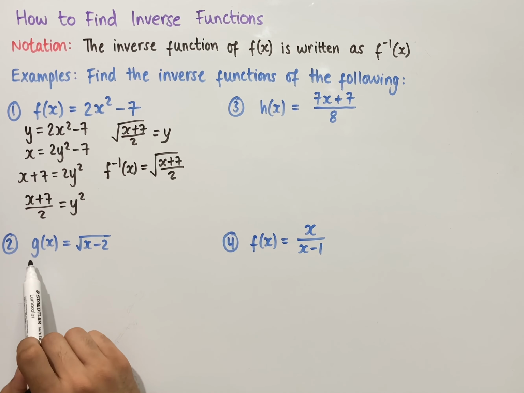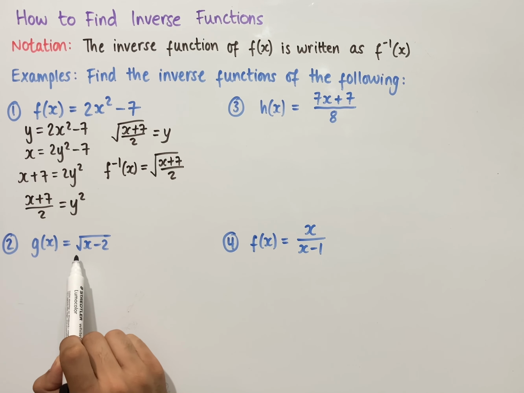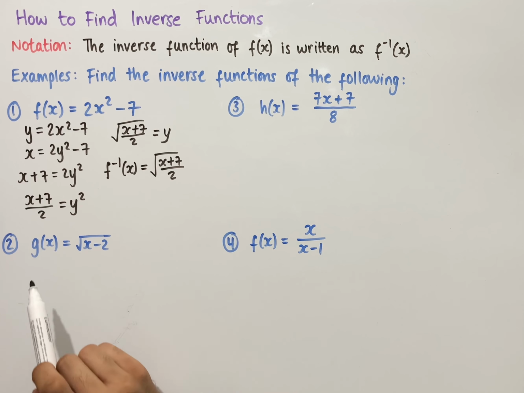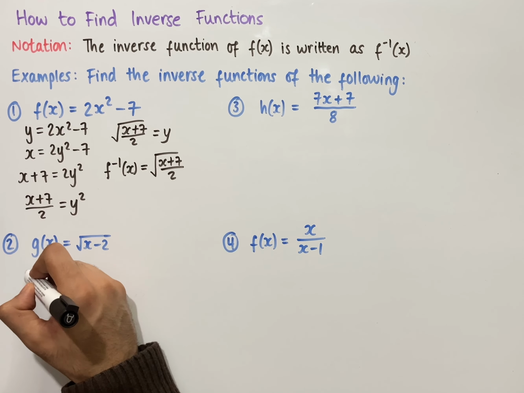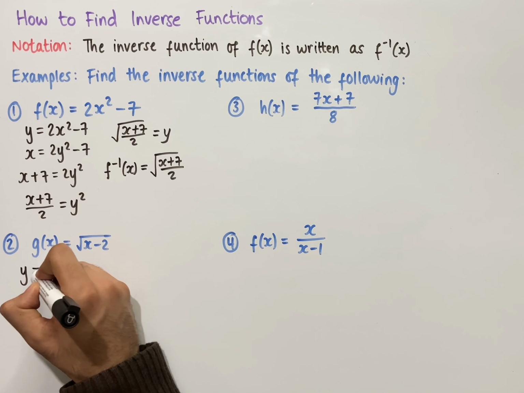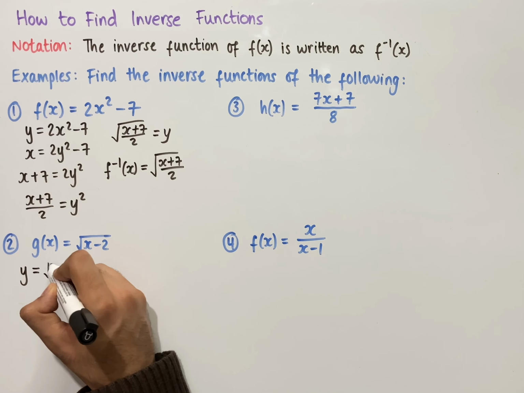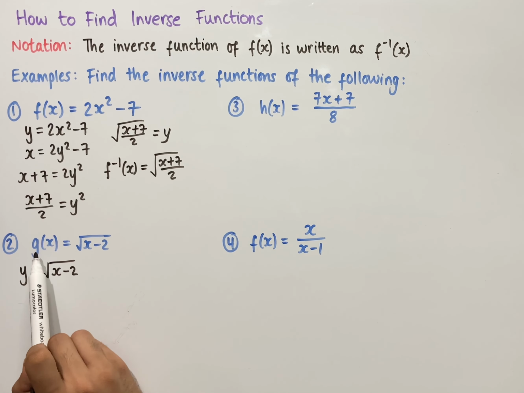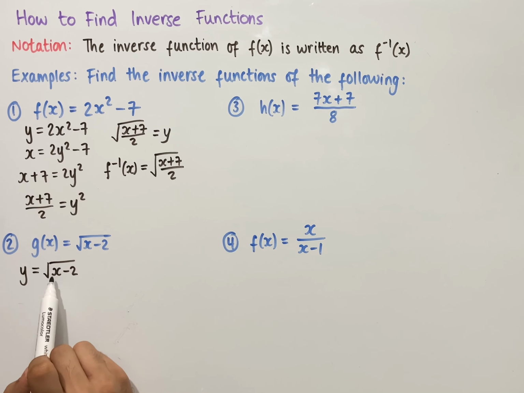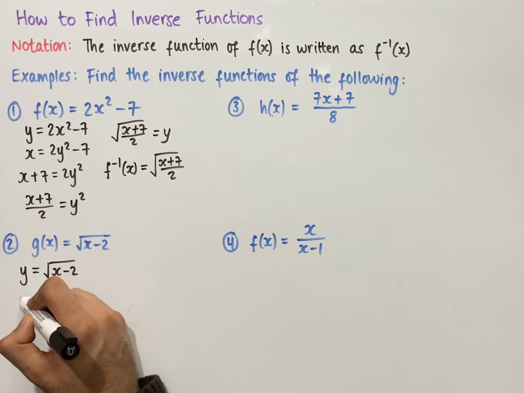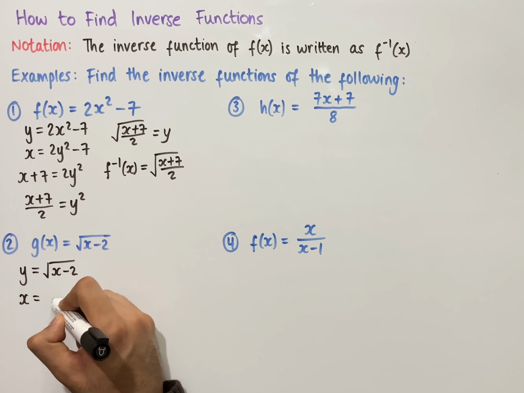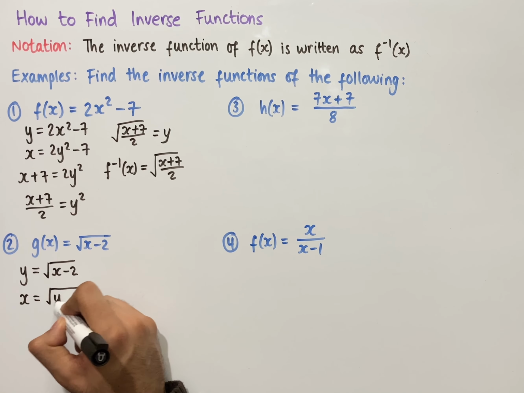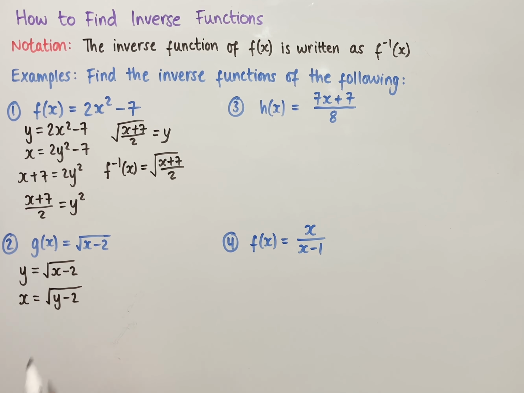The second example says g of x equals the square root of x minus 2. So again, we can start by replacing g of x with y and writing this out as y equals the square root of x minus 2. And now since we're trying to work out the inverse function of g of x, we're going to swap x and y over, which gives us x equals the square root of y minus 2. And now we're going to rearrange for y.